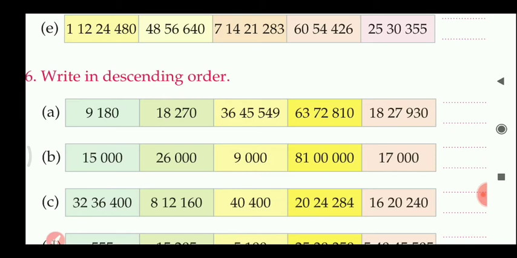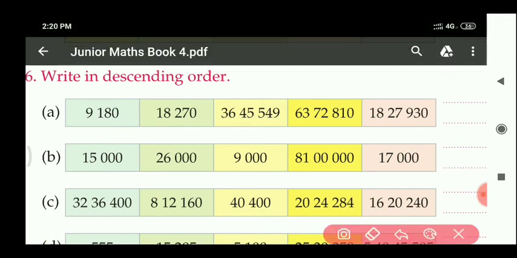Here also we will find which one is the smallest and bigger, but for descending order, firstly we have to know what descending order is. Descending order means bigger to smaller number. Here firstly we have to take the bigger number, then after the smallest number. Okay. So clearly you can see the first part 9,180, 18,270, it is 36 lakh 45,549. This is 63 lakh 72,810, and 18 lakh 27,930.